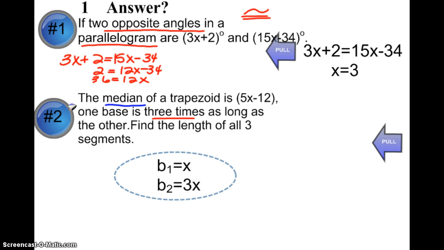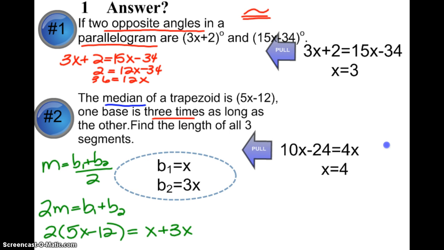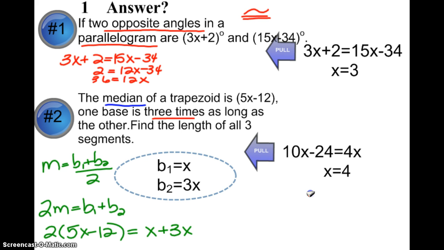You need to remember we're using the equation that says the median is the average of the bases. Okay, and some of you have been just saying 2 times the median is equal to the sum of the bases. So if we double the median, so we need to double 5x minus 12, and that's equal to x plus 3x. So our result is 10x minus 24 is equal to 4x. So we should get x is 4.